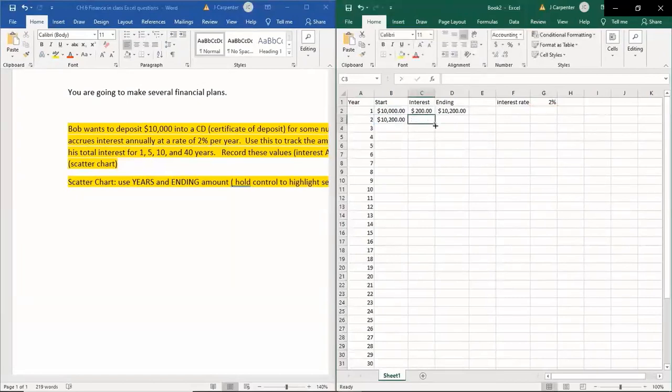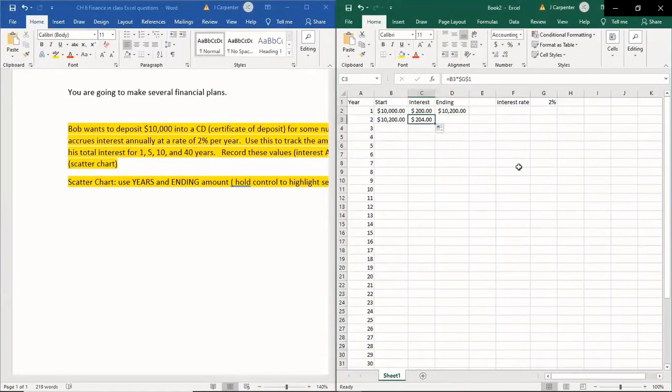So I need to delete that one, go back to the interest formula, and in the G1, let's double dollar-sign it, because we don't want that red box moving. Now when I fill it down, we can see that the interest has gone up as expected. This is called compound interest.